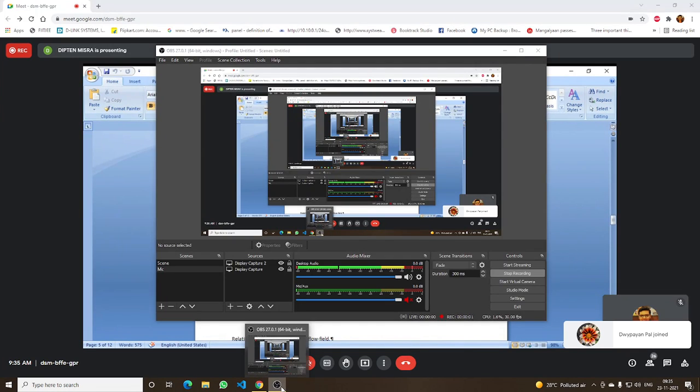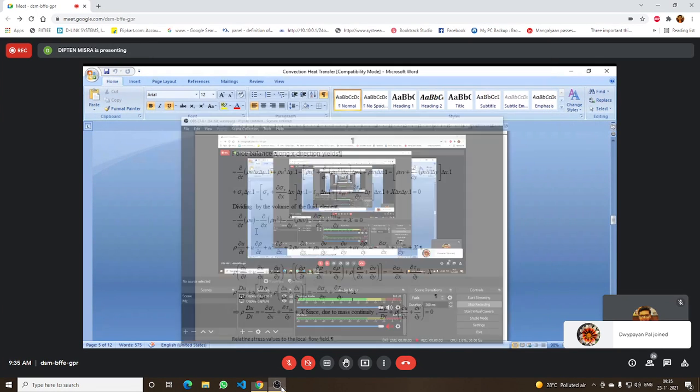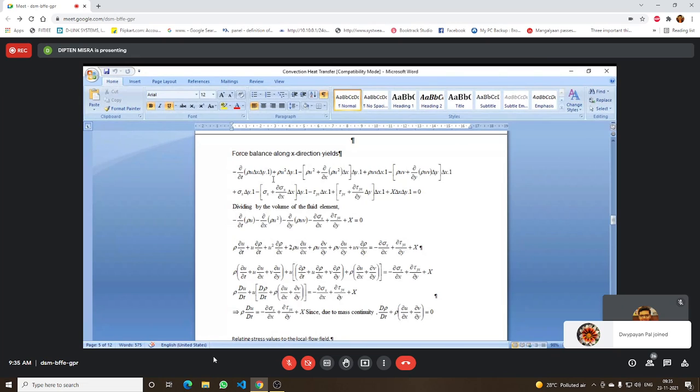Equation and then grouping these different terms. Some of the terms will cancel. Rho u square and this rho u square will cancel. Similarly, rho uv and rho uv will cancel. So the derivative parts will remain only.